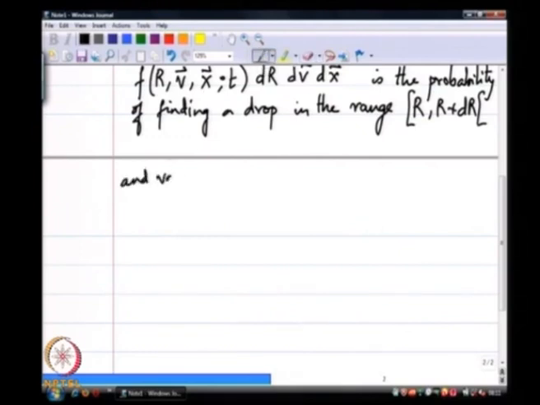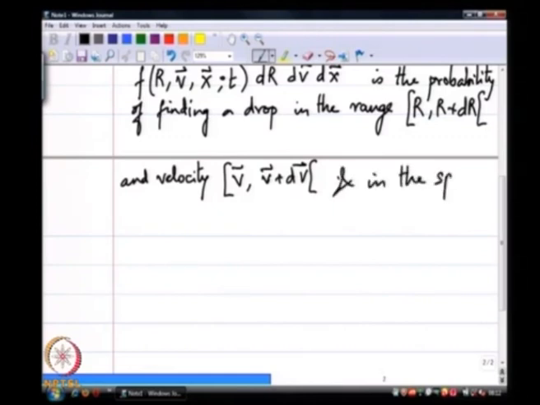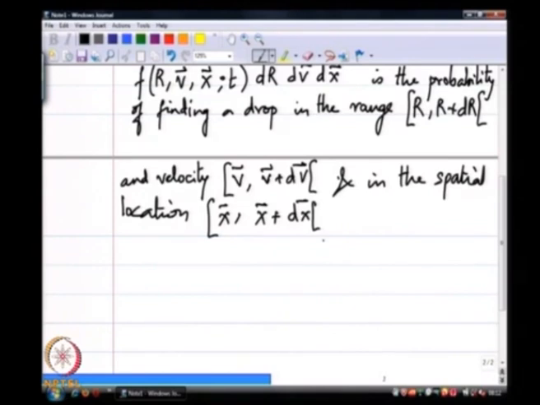and velocity v to v plus dv, and in the spatial location x to x plus dx. So, let us just quickly understand what this means.